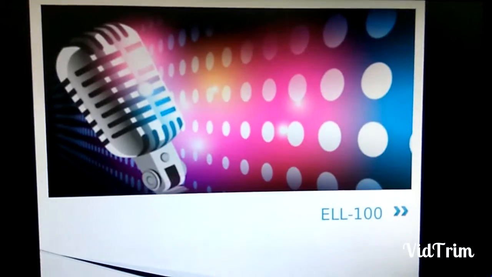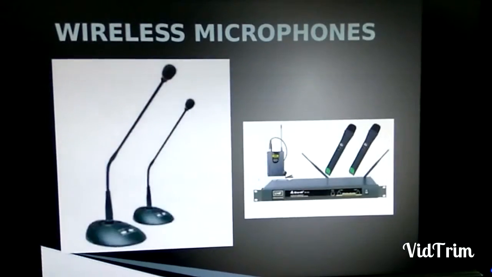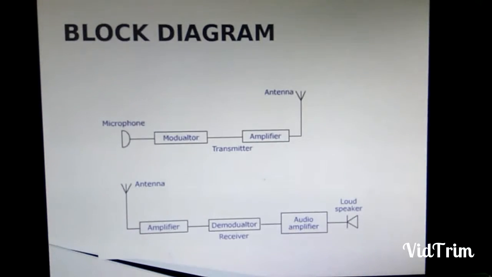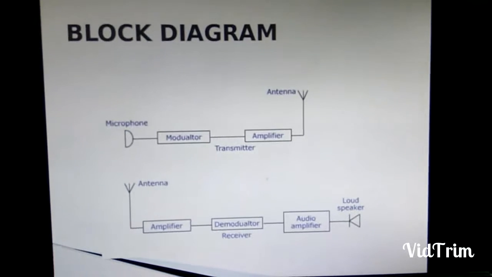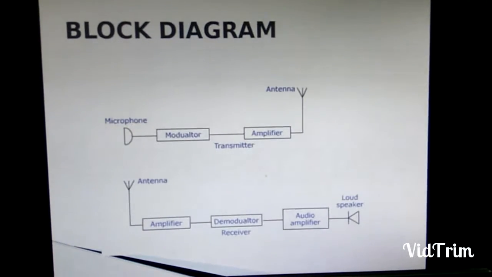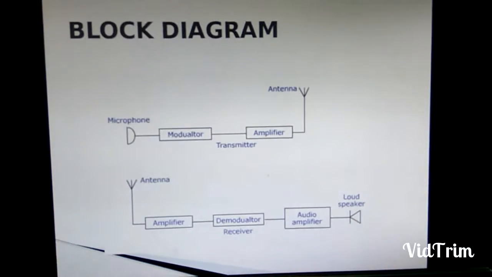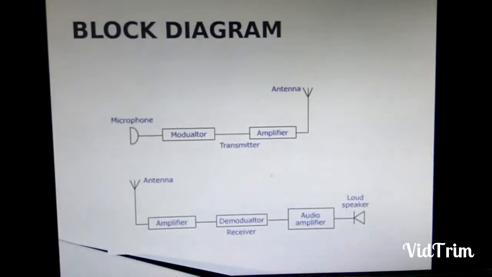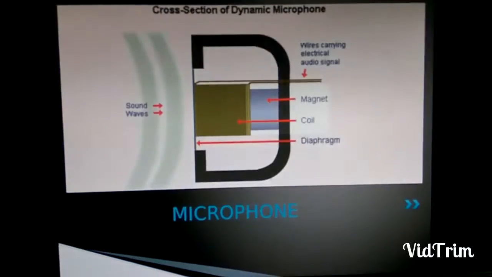Microphone works. So friends, let us see how a microphone works. This is a block diagram showing various functionalities involved in the working of a microphone. First of all, the sound waves produced enter the microphone, then it moves onto the modulator, then to the amplifier via the transmitter, and then through the transmitting antenna it goes on to the receiving antenna. From there it goes on to the amplifier, then through the demodulator to the audio amplifier and to the loudspeaker.